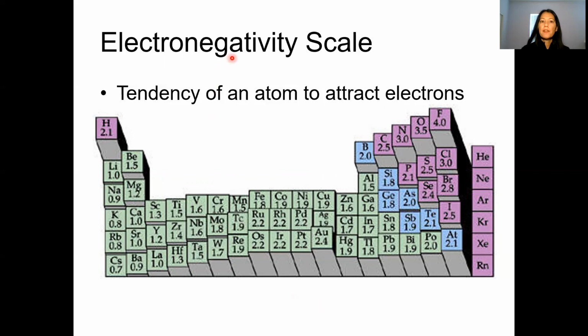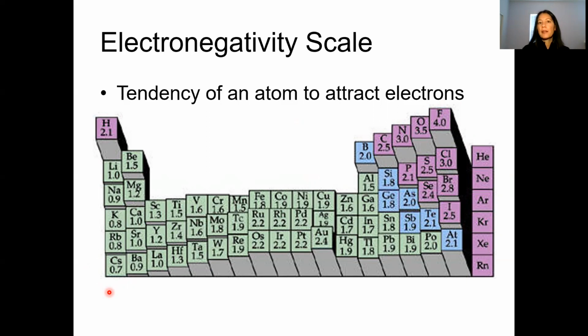So electronegativity is basically a property of an atom. And it's the tendency of an atom to attract electrons. So the most electronegative are on this upper right corner of the periodic table. Fluorine is the most electronegative. There are numbers associated with this. Fluorine gets a 4. Cesium is the least, down here. It's a 0.7.